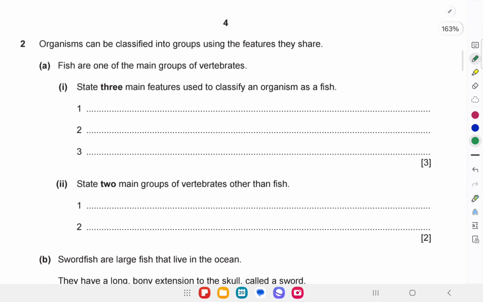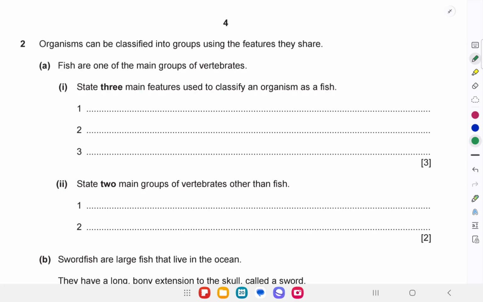Question 2 says organisms can be classified into groups using the features they share. Part A. Fish are one of the main groups of vertebrates. State three main features used to classify an organism as a fish.